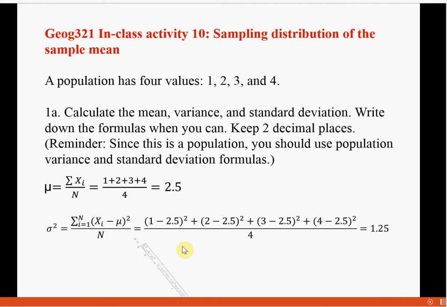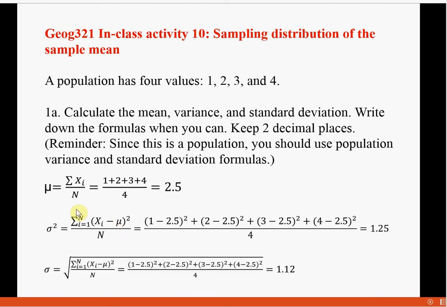Now population standard deviation is simply the square root of population variance. So you use 1.25, find the square root, you obtain 1.12, which is the population standard deviation. We have done similar calculations before for the sample. Now this should be a very straightforward calculation for all the students.